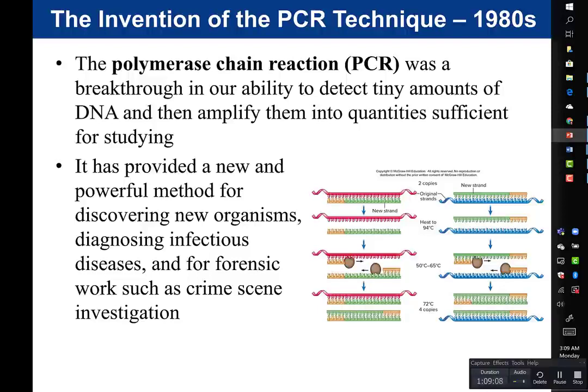So diagnosing infectious diseases, again like for COVID, and for forensic work such as crime scene investigation. So this really helped forensics because it allowed scientists to detect blood, semen, etc. that was left behind at a crime scene in very small amounts, but then amplify those genetic sequences so that they could study and figure out where those samples came from, whose blood it was, whose semen it was, etc.